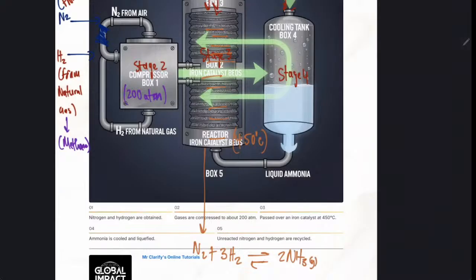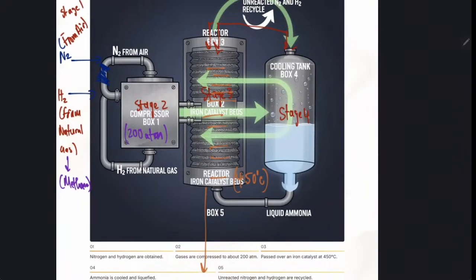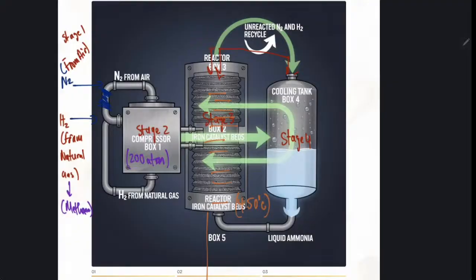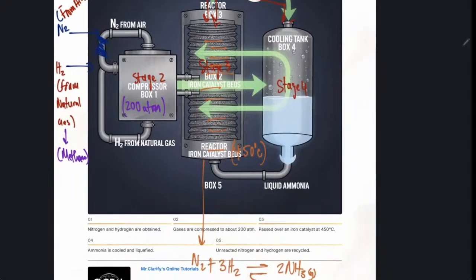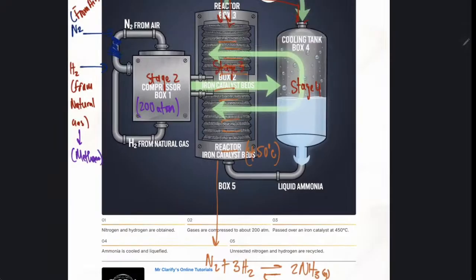And that ammonia gas, we then pass it through the cooling tank, where it will be collected as liquid ammonia at the bottom. But then the unreacted nitrogen and hydrogen will be passed back to the reactor. They will be taken back to the reactor. Easy. So unreacted, they are recycled back to the reactor. All right. Anyway, the ammonia comes as a gas. It passes through the cooling tank. It is converted to a liquid. It condenses, then is collected as a liquid.